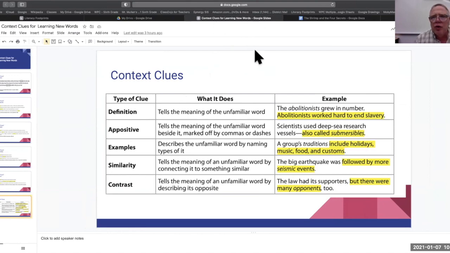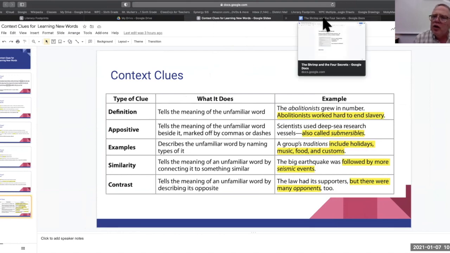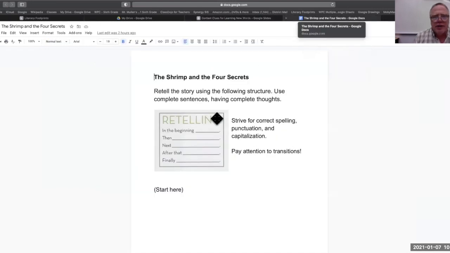I'm going to share with you one more thing. Here's your writing for today. It's not long. The Shrimp and the 4 Secrets. It's already been shared with you. Retell the story using the following structure. The story has been assigned to you, so you have access to it. Use complete sentences, having complete thoughts. Strive for correct spelling, punctuation, capitalization. Pay attention to transitions. In this summary frame that we have right here, you'll notice that transitions are absolutely key.